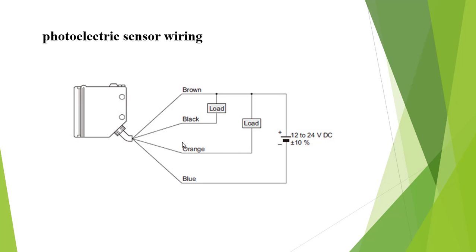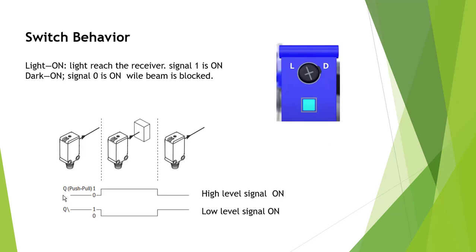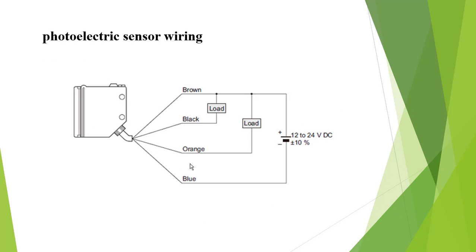Here is orange. Some companies use orange, some companies use white cable. This one is normally closed. Connect this normally closed signal to the PLC input module or relay. Black is like Q, high level signal on. Orange and white is reverse Q, no level signal.